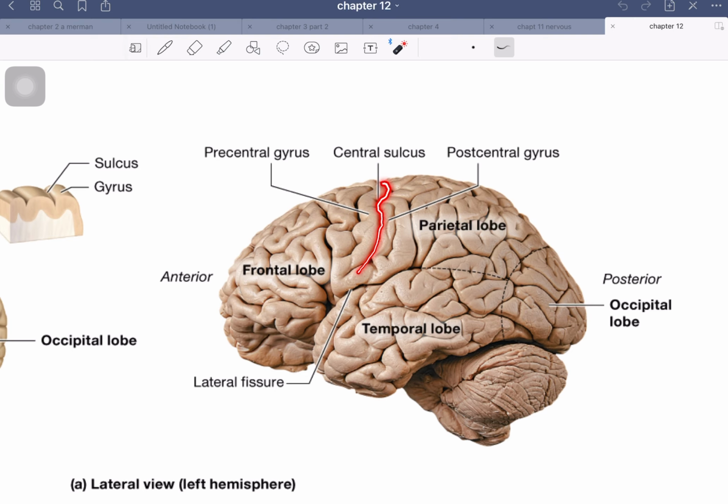as we mentioned before, in front is a gyrus, and right in front of it. And because it's just in front of the central sulcus, we're going to call it the precentral gyrus. And there's the central sulcus again. There is a gyrus right behind it, which we're going to call the postcentral gyrus.